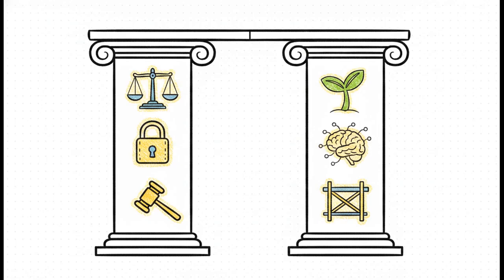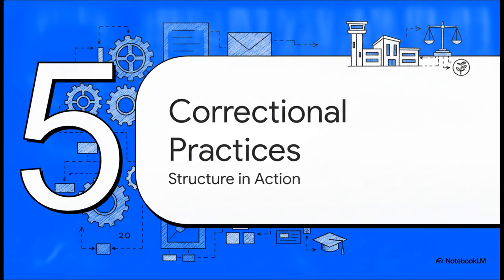Now, the source text presents these not necessarily as enemies, but as the two primary, distinct methods of maintaining that overarching architecture of correction. Some systems lean really heavily on the left pillar, using strict penalization to maintain order. Others lean way over to the right, using psychological remodeling. And most modern structures, well, they attempt to bear the weight of society by trying to balance both. Let's look at how this plays out.